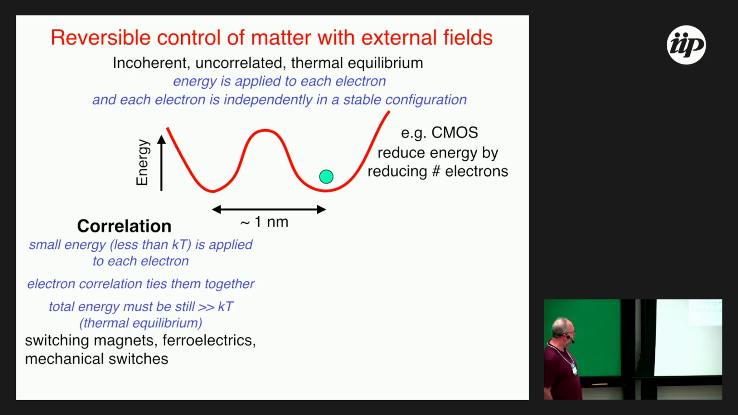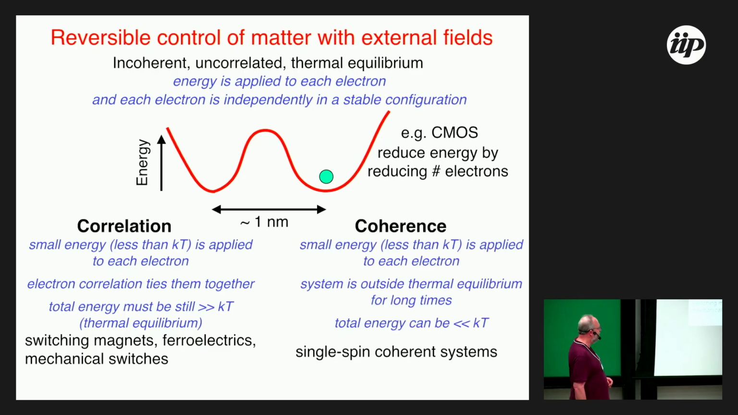So what I like to work on are ways around this, either using correlation. So if you tie all the electrons together, then you can switch them with an energy that's still a lot larger than kT, but the individual energy for each electron is less than kT, and you don't suffer from these issues of counting the number of electrons, the shot noise kinds of issues. And this is the area of switching magnets and ferroelectrics, even mechanical switches.